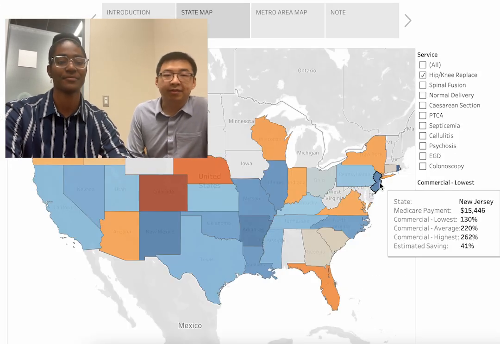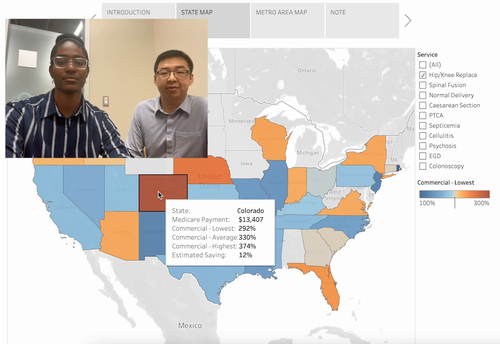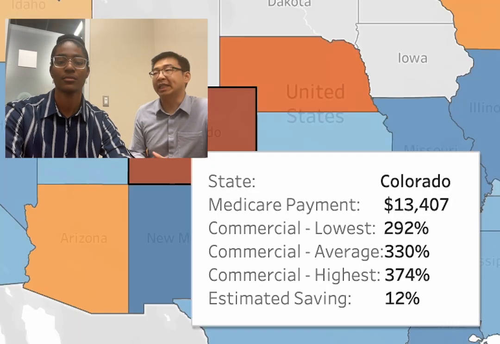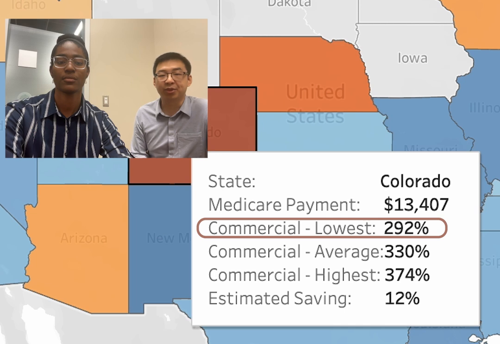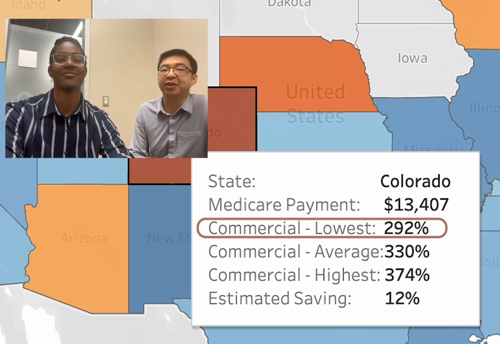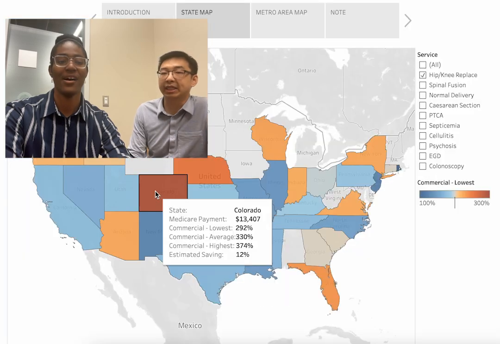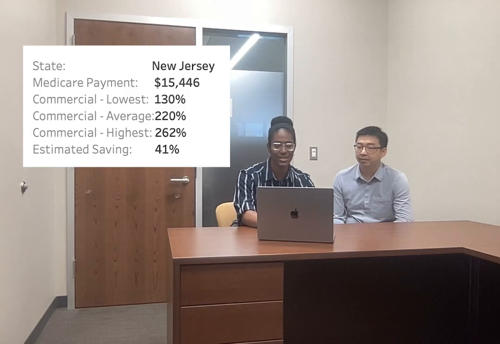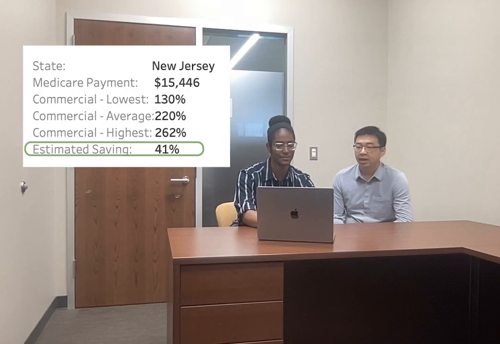Yep, and if you are in Colorado, for example, looking for the lowest price of the same service, you will see that it is 292% of Medicare payment, which is nearly 3 times greater than the Medicare baseline price. Wow, that's a lot. I guess that's why New Jersey is blue while Colorado is orange. That makes sense. How does this savings number come into play?